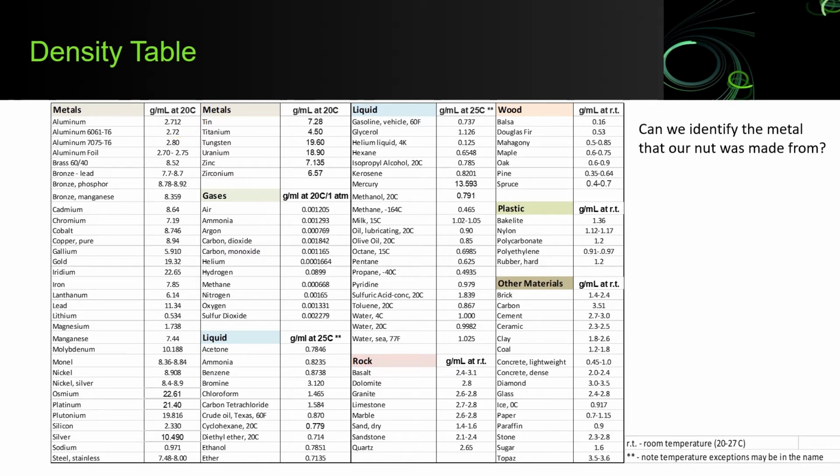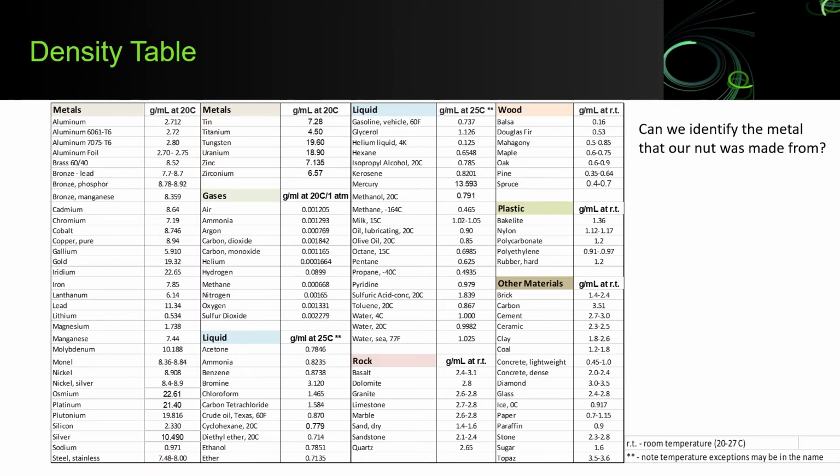Now, if we look carefully at the metals section of the table, we find that the density of a material that is similar to our experimental value of 7.7 grams per milliliter is steel. Well, that makes sense. Machine nuts are often made from steel, so a density measurement is a rather simple way to determine the possible type of material of an unknown substance, though not a definitive measurement.